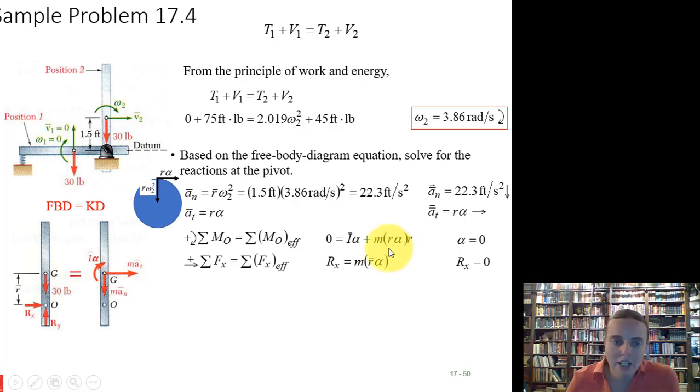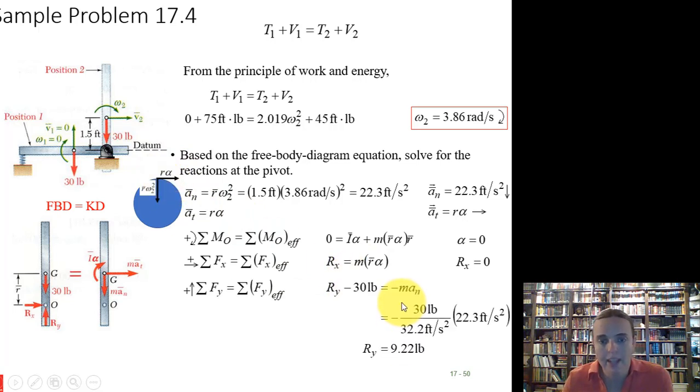So there's our moment balance, and here's our forces. So everything in the x direction. At this little pin, there's going to be some force in the x direction, and that reaction is going to be equivalent to any kind of angular acceleration that happens to be happening in the x direction. So Rx equals ma, where a is equal to this r alpha tangential piece of your acceleration.